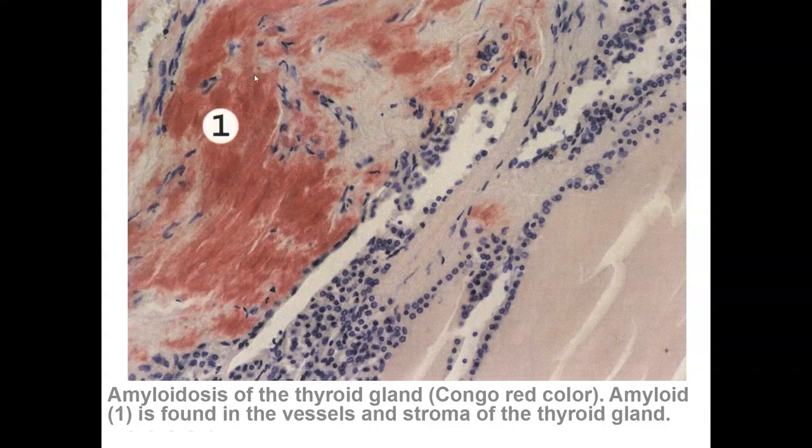Another picture, remember, we have already studied amyloidosis. So Congo red is a special staining for amyloidosis. So here you see a thyroid gland with deposits of amyloid.